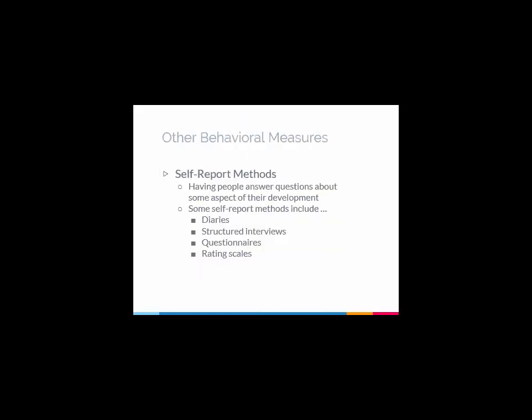We can also measure research using self-report methods. This would be where you have people answer questions about some aspect of their development. Some self-report methods include daily diaries, structured interviews, questionnaires, or rating scales. For example, maybe we're interested in people's self-esteem, so we measure their self-esteem using a questionnaire. Self-reports are people's answers to questions about the topic of interest.